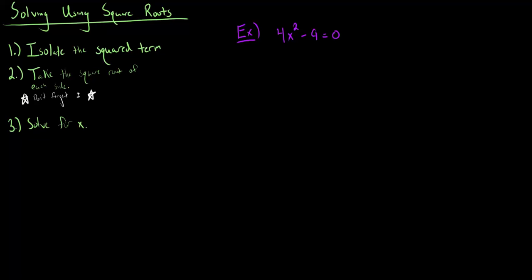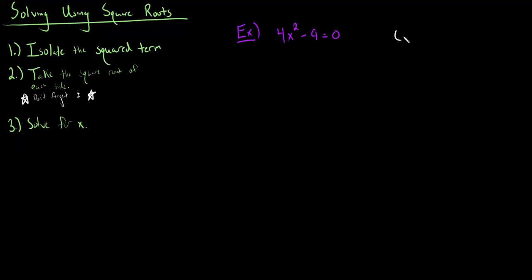Okay, so in this video, we're going to take a look at how we can solve certain quadratic equations using square roots. You can't do this for every single type of problem, but 4x squared minus 9 equals 0, we can definitely solve this using square roots. Now, for a problem like this, you could also solve by factoring.